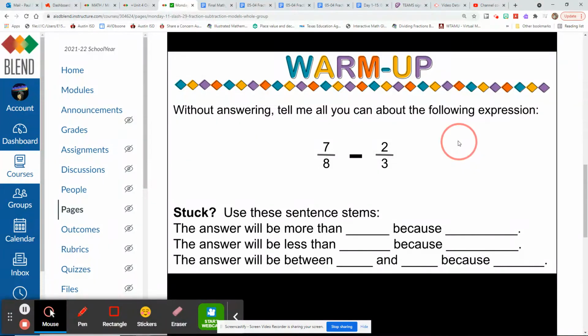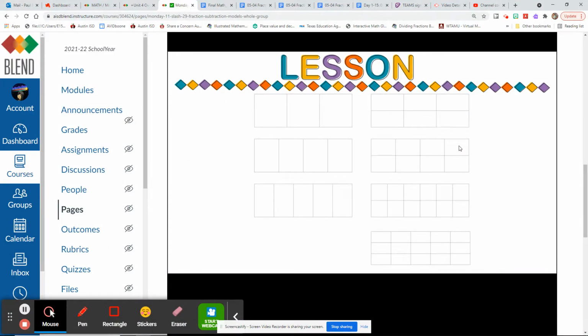Right, and we're going to keep on moving ahead here. Here's some pictures of some rectangles. So, as you can see, all of them are the same size. However, all of them are cut into different amounts of slices.